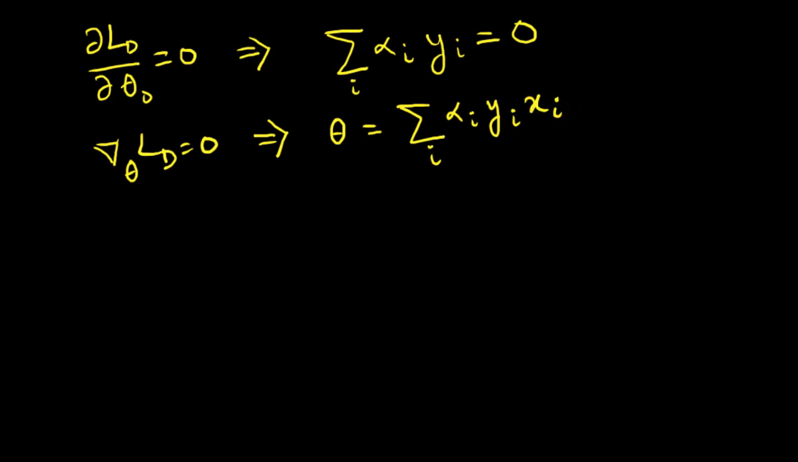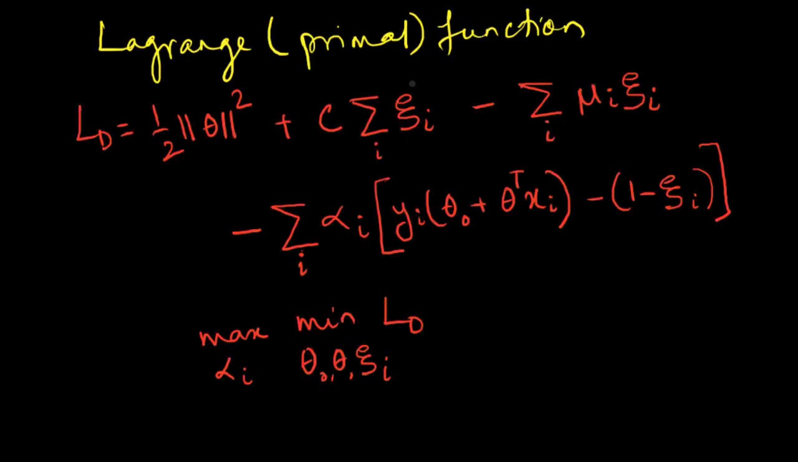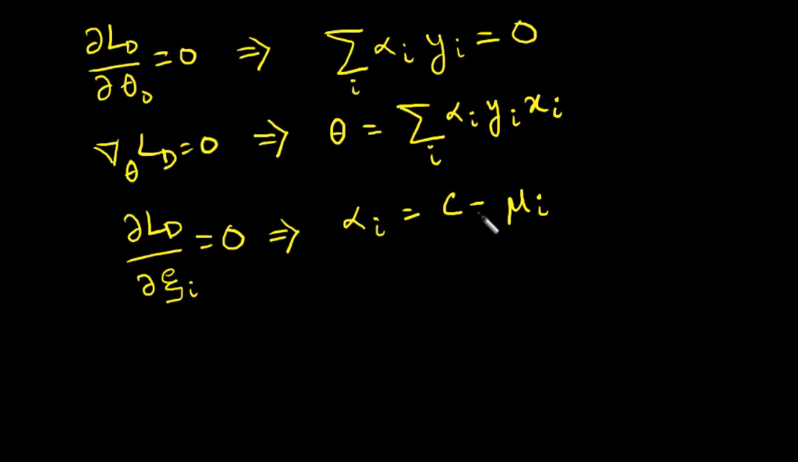And then finally we take a derivative with respect to the xi i's. So dou LD by dou xi i is equal to 0, and what that will give you is that alpha i is equal to C minus mu i. Again, I'm not doing all these derivatives in detail. I am sure you can do it on your own. But just to get understanding that when you take a derivative with respect to xi i, this thing goes to 0, this thing goes to 0. What remains is your C from here, mu i from here, and alpha i from here. And that is what you see in the expression over here.